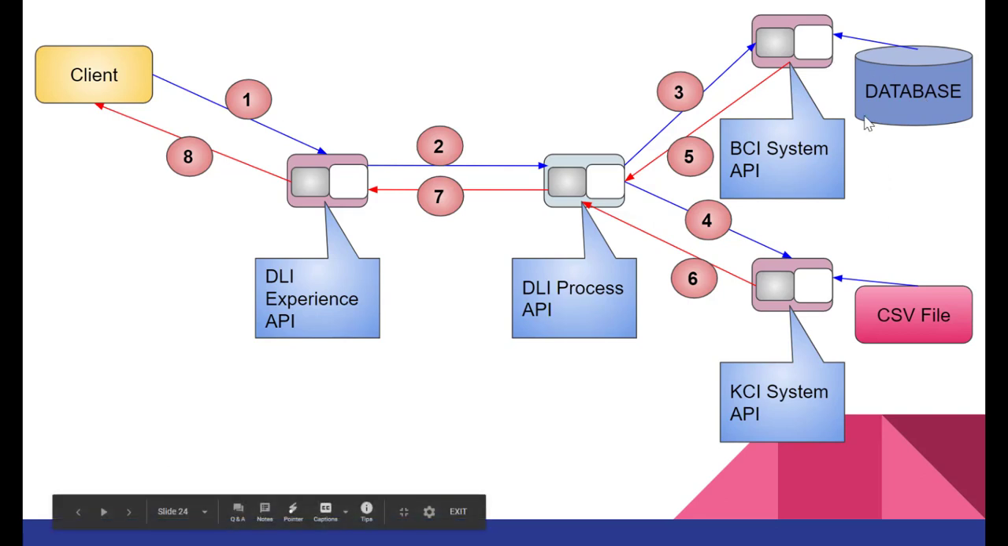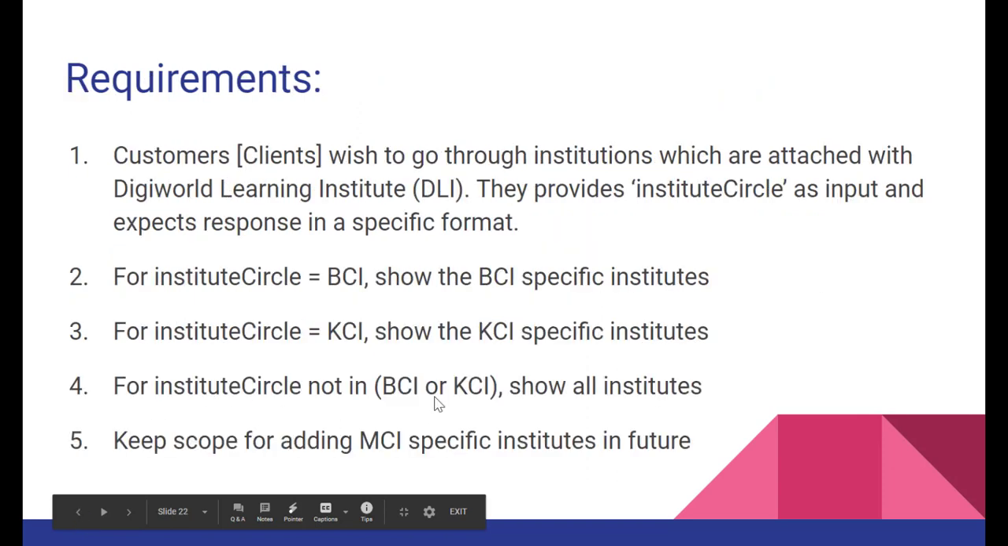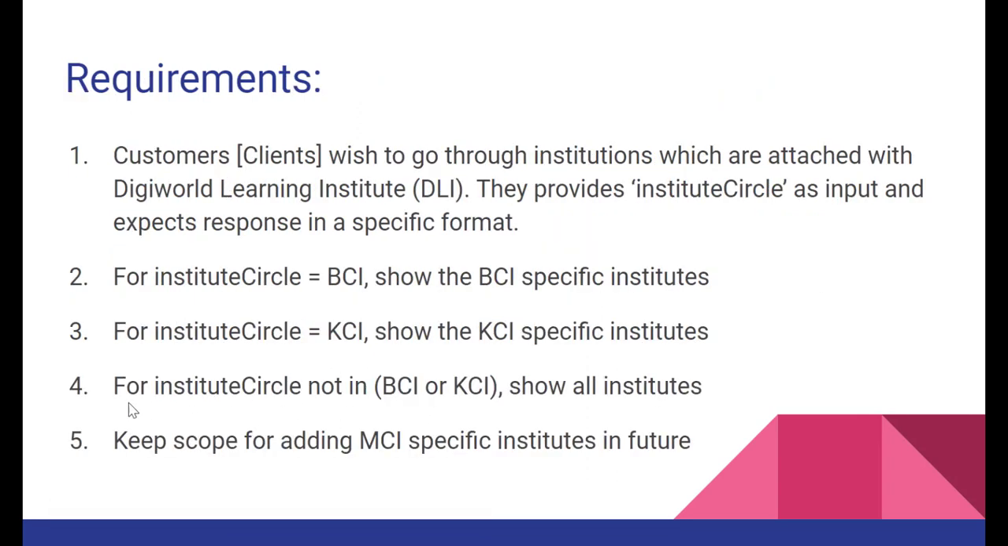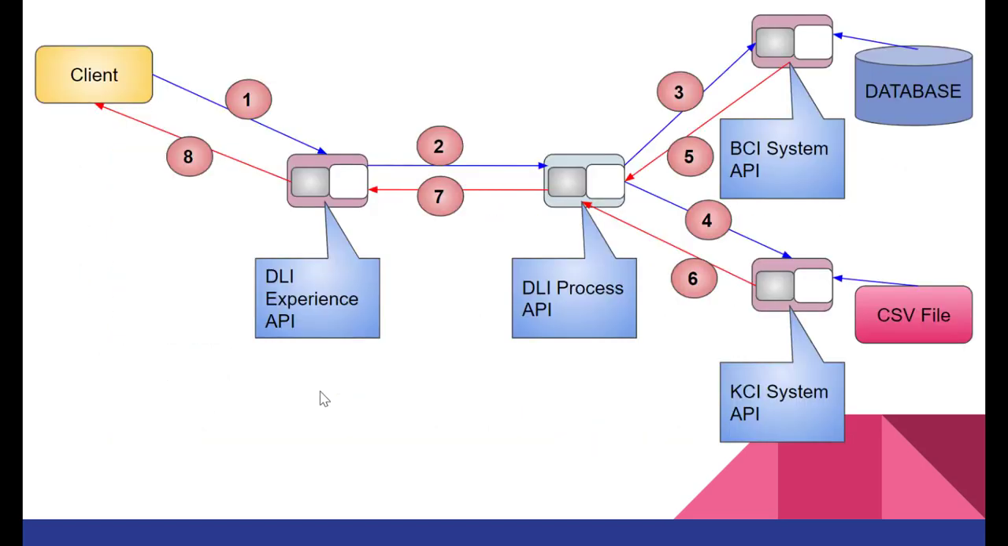Now the third scenario. What was the third scenario? The scenario is for when the institution circle is not BCI or KCI. If the value is anything other than BCI or KCI, then the response will show all the institutes, right? That is the actual scope we are trying to cover.